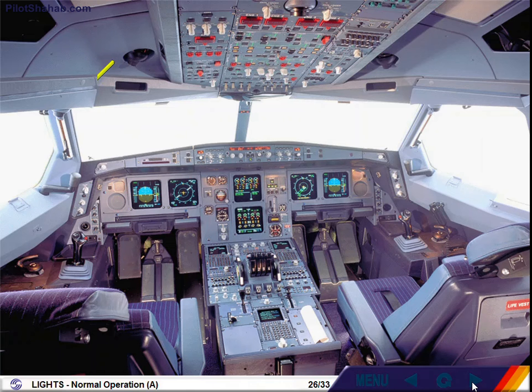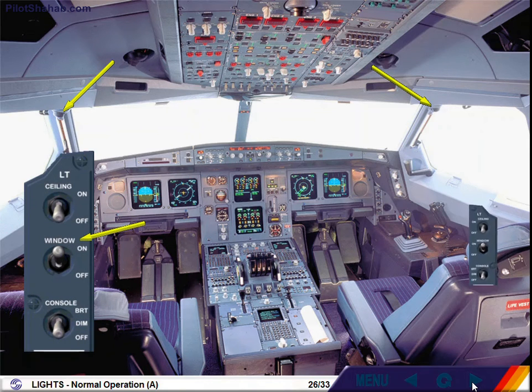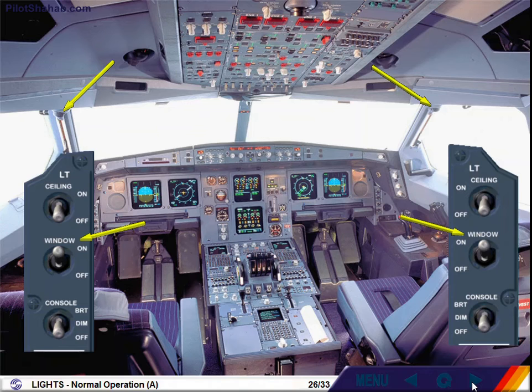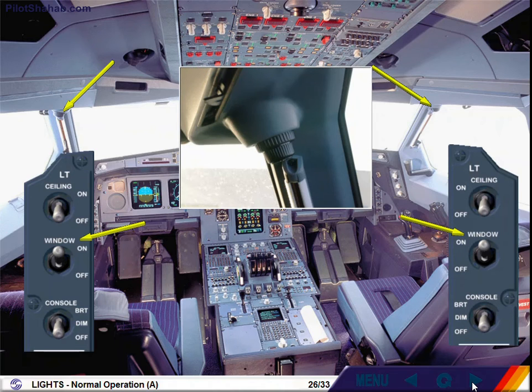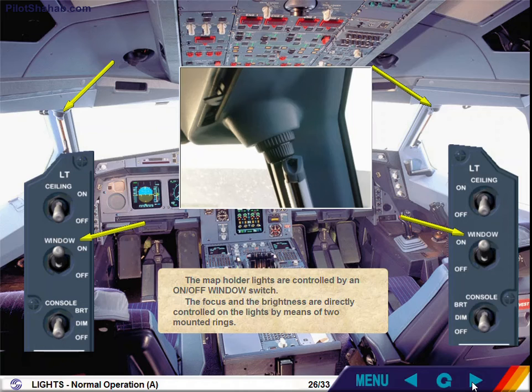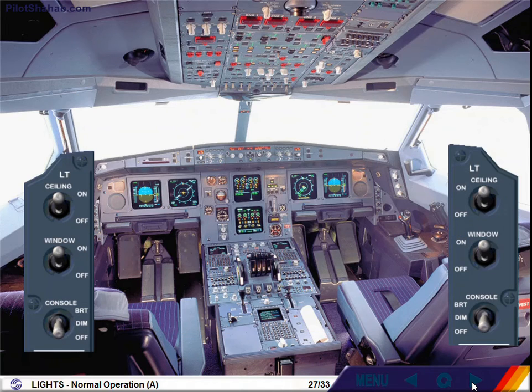The map holder lights are controlled by an on-off window switch. The focus and the brightness are directly controlled on the lights by means of two mounted rings. Two lighting strips lights are controlled by the on-off switch.